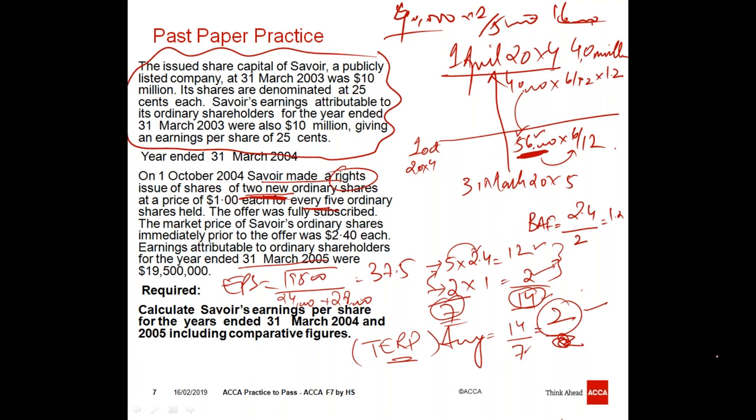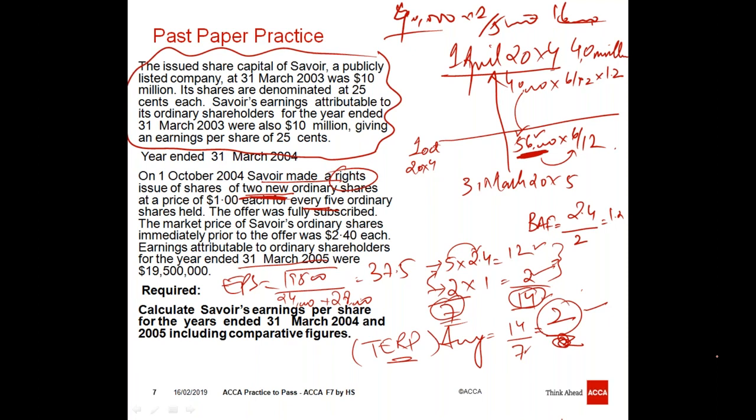What about 4,000? Where is 4,000? There is no 4,000. Explain the concept of theoretical ex-right price, fair value per share: why do we need to calculate it? We have to calculate it because shares will be trading in the market after the right issue at this price approximately.